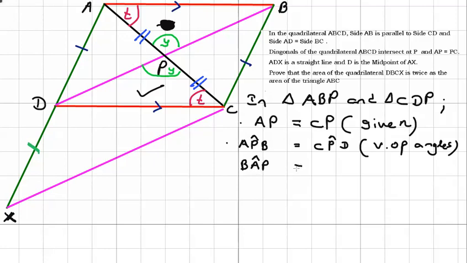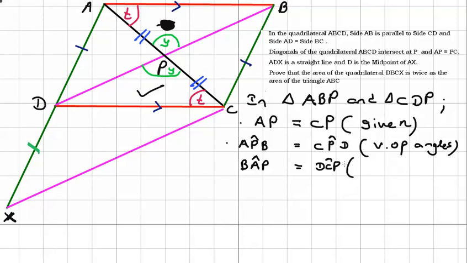Angle BAP is equal to angle DCP. Within brackets, you got to write the reason why I was saying so. How do you know they are equal? You can write the longer reason. When the lines are parallel, alternate angles are equal.